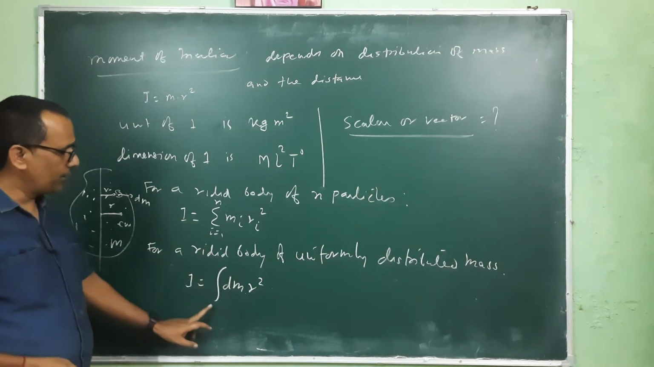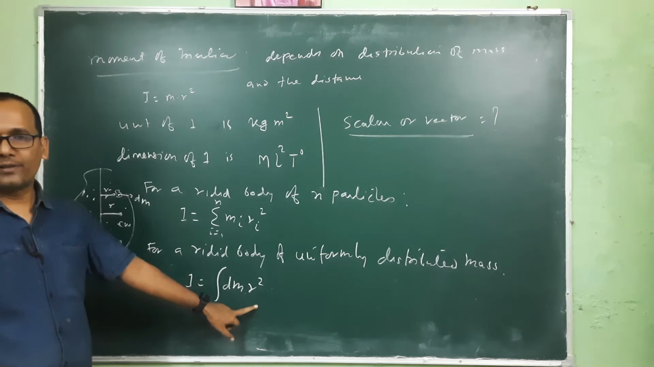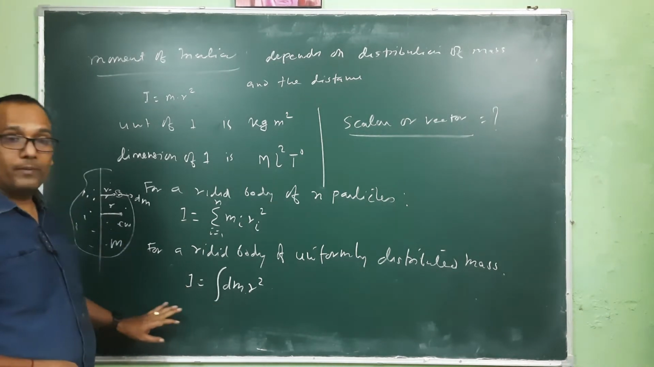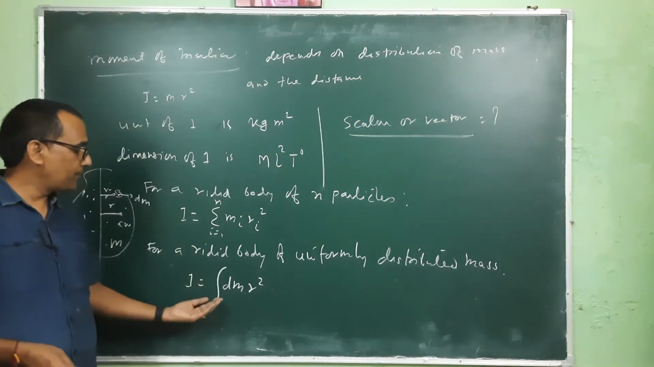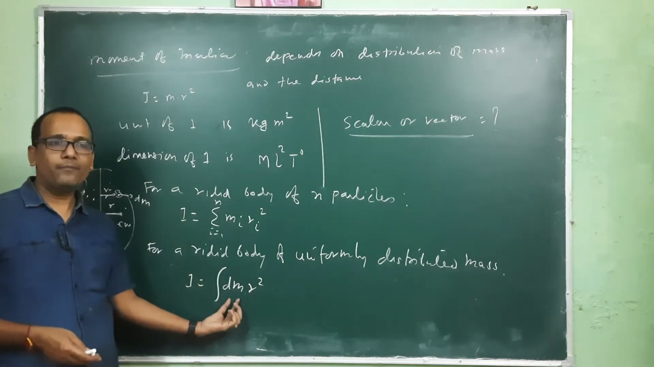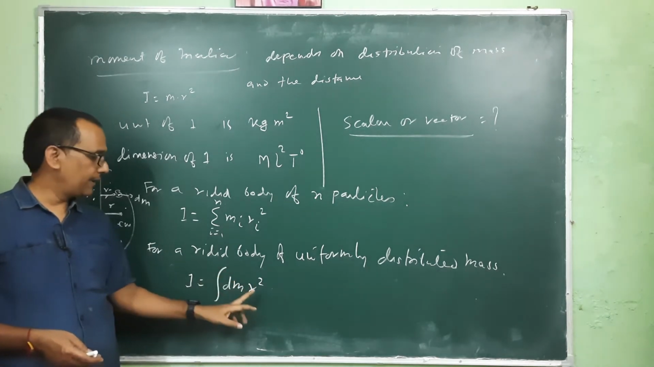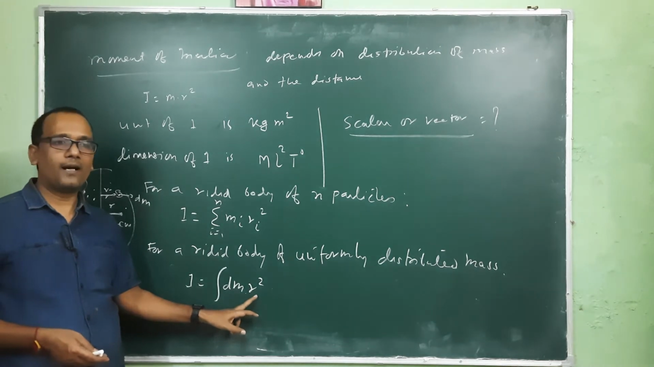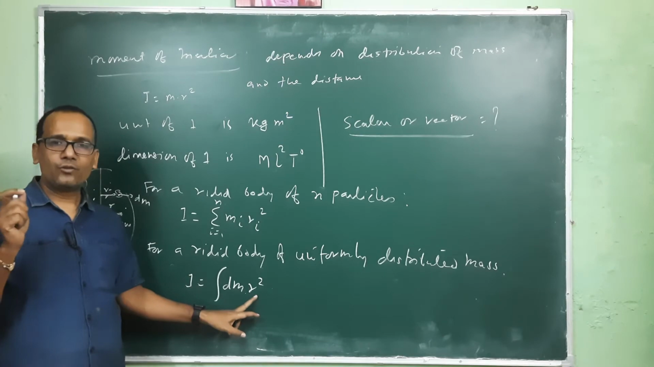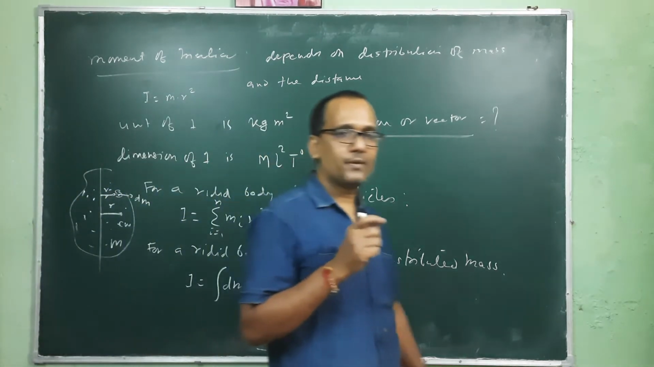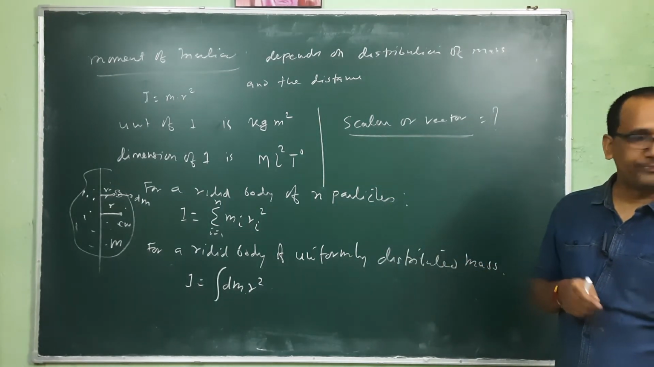Then we can take I as equivalent to the integration of dm r square. In order to calculate the moment of inertia of any shape of a body, we have to calculate this dm and then integrate from the lower limit to the upper limit, and we also have to take that r, the perpendicular distance of that segment. Okay, so now let us take some examples of some bodies and try to calculate the moment of inertia.